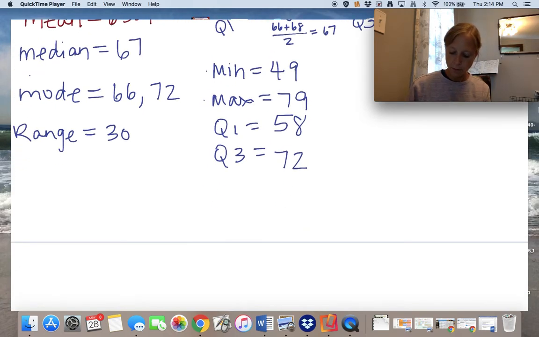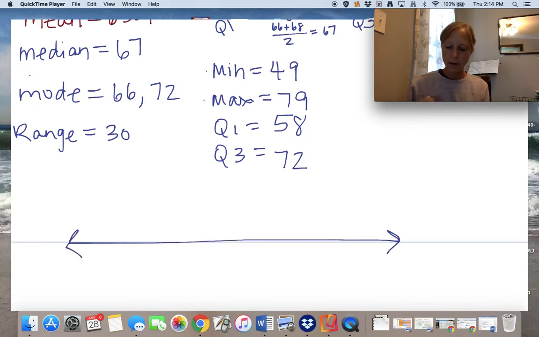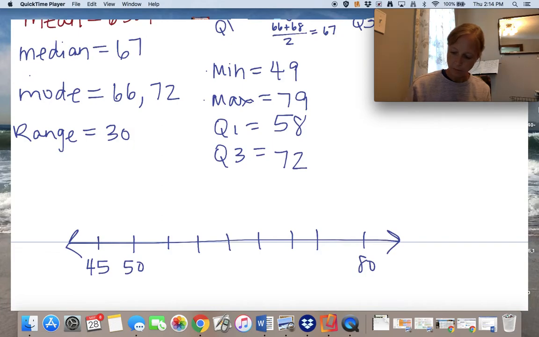I need to draw a number line that goes from 49 to 79 because that's my minimum and maximum. So I'm going to go from 45, I think, to 80. I think I left too much space there. Oh no! Don't erase the whole line. There we go.